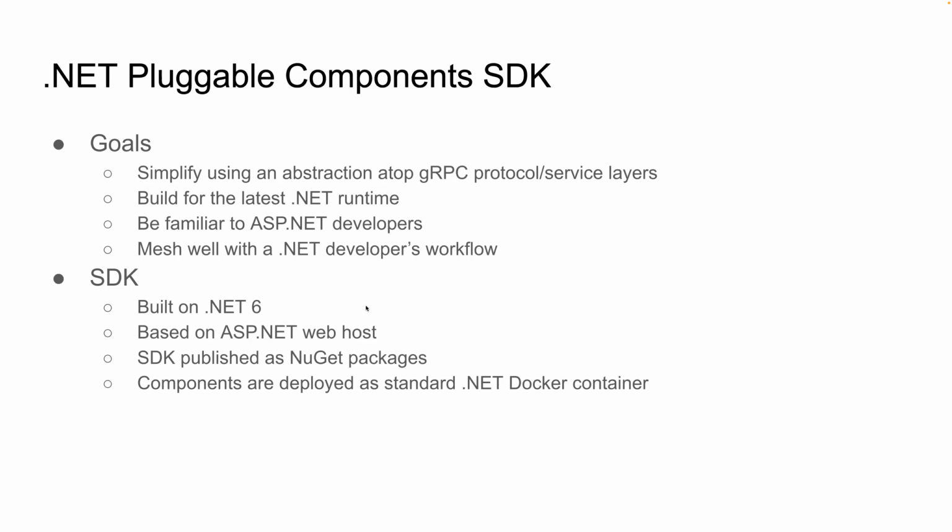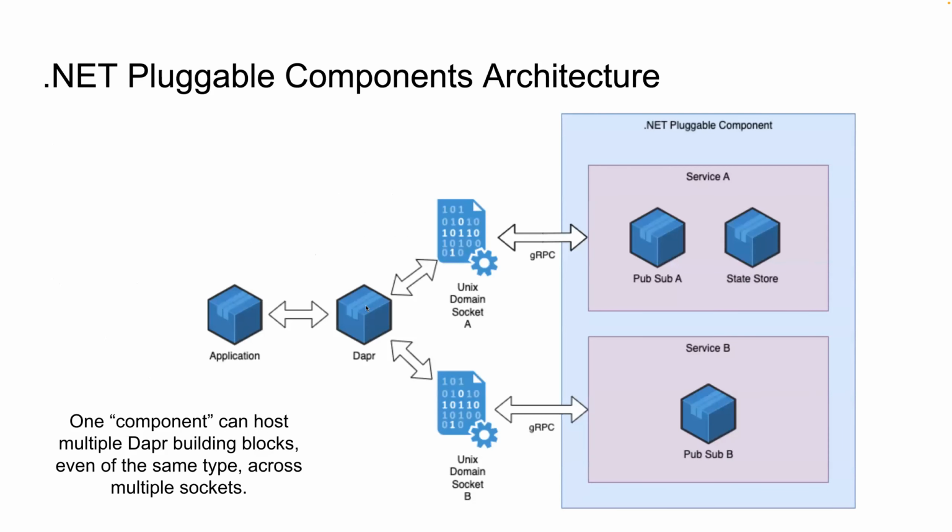All right. So as far as the architecture goes, we've talked a little bit about Unix domain sockets and how pluggable components work. We have the application. Your normal application is talking to a Dapr sidecar in the normal way, gRPC or HTTP. To talk to your .NET pluggable component, this is the separate sidecar that I mentioned that's running, exposing gRPC services over Unix domain socket, and that's what the Dapr sidecar uses to communicate with that component.